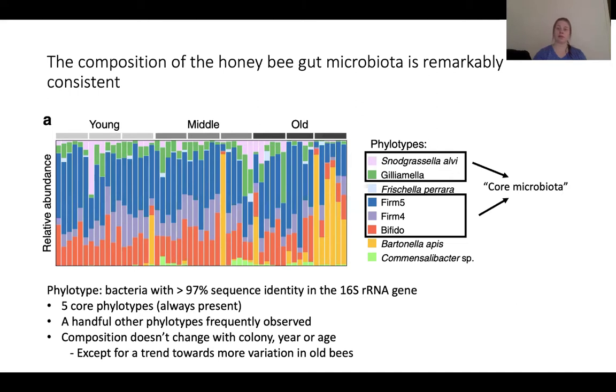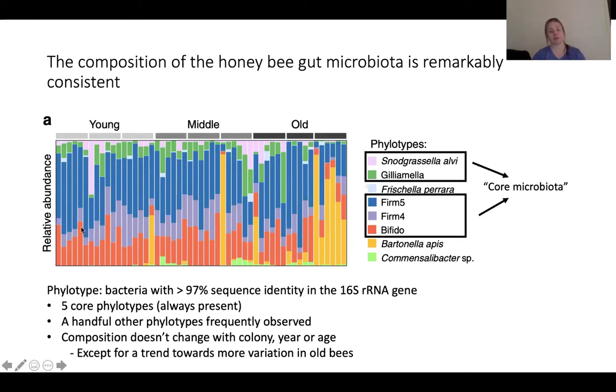Now, the honeybee gut microbiota is not only simple, it also tends to be very stable, at least if you characterize the community composition at the phylotype level. So, phylotypes are here defined as groups of bacteria that have at least 97% sequence identity to each other in the 16S RNA gene. This is a threshold that is quite commonly used in the field.